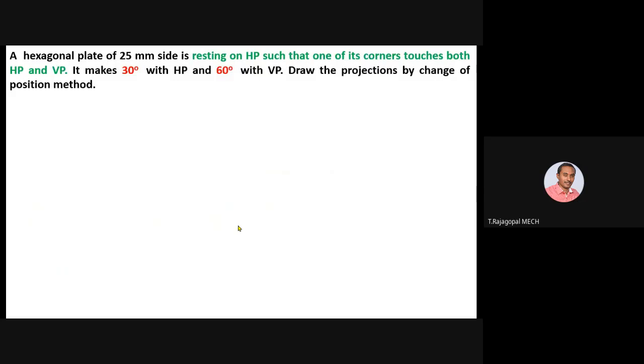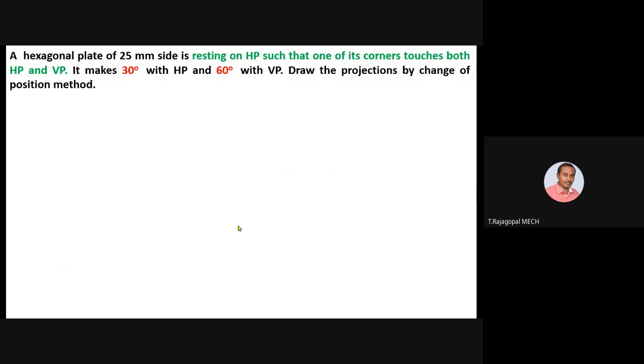This question is an interesting one. Again, resting on HP such that one of its corner touches both HP and VP. So both HP and VP it is touching, but resting on HP. So read the next sentence. It makes 30 degree with HP, 60 degree with VP. Draw the projections by change of position method.